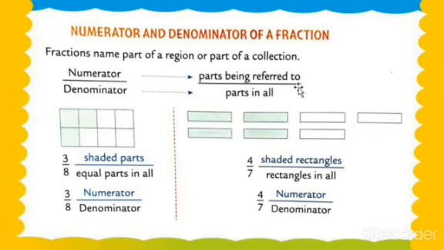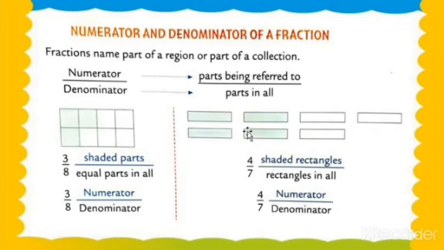The part being referred to, the shaded part, is called the numerator, and the whole, the total parts of any figure, is called the denominator. Understood, my dear students? So 3 upon 8 is shaded parts over equal parts in all. 3 is the numerator and 8 is the denominator.